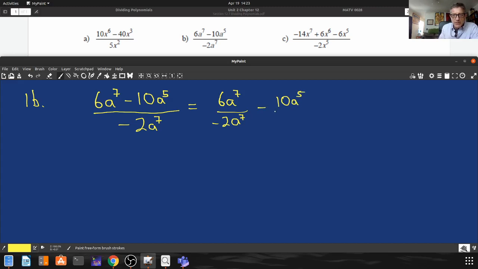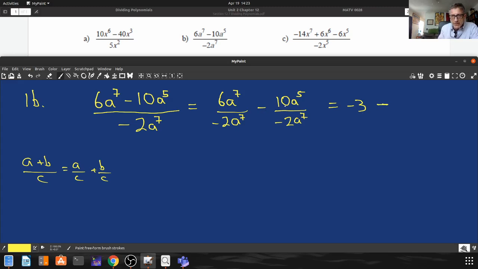So again, all I do is I split the terms up. a plus b over c is equal to a/c plus b/c. And that's basically the rule I use. So 10a to the 5th divided by minus 2a to the 7th. This won't be a polynomial. It'll be a polynomial with remainder. So 6 divided by minus 2 is minus 3. a to the 7th divided by a to the 7th is 1. So I already have a constant term. So here's going to be my remainder.